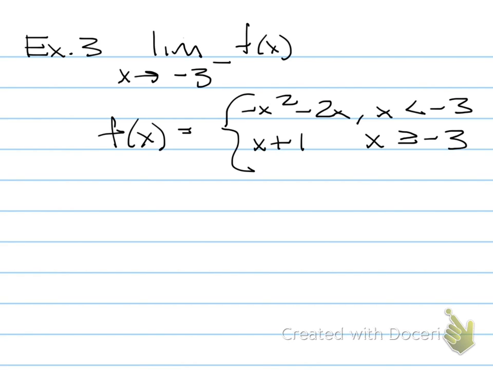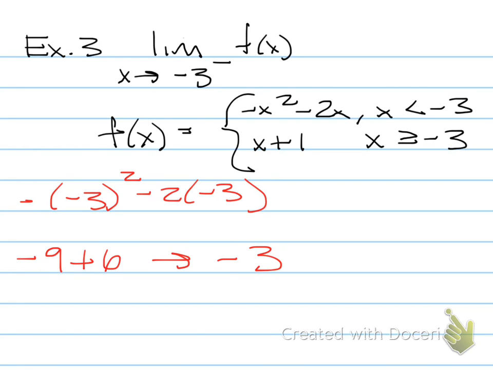And in the limit, we want to evaluate the limit as x approaches -3 from the left, because there's a negative superscript. So x approaches from the left for all the values of x that are less than -3. So we want to use the top function, the -x² minus 2x. Use direct substitution at that point, plug in the -3 into the top function. -9 plus 6 is -3.